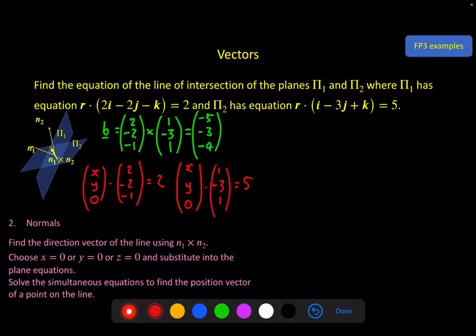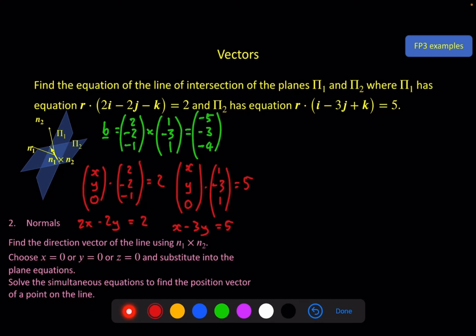So at some point, z will be 0. And at that point, let's hope we find the coordinates of x and y. And if we have found that, that's a point that is in both equations. So therefore, it's in both planes at the same time, which means it's on our line. And that will give us a point in the line equation. So I get 2x minus 2y is equal to 2. And from this one, x minus 3y is equal to 5.